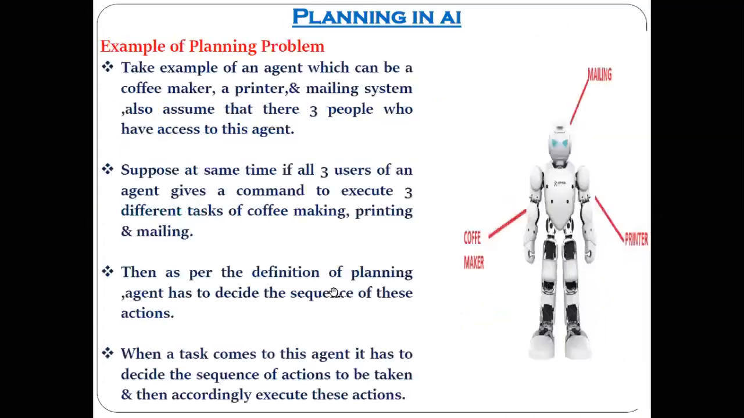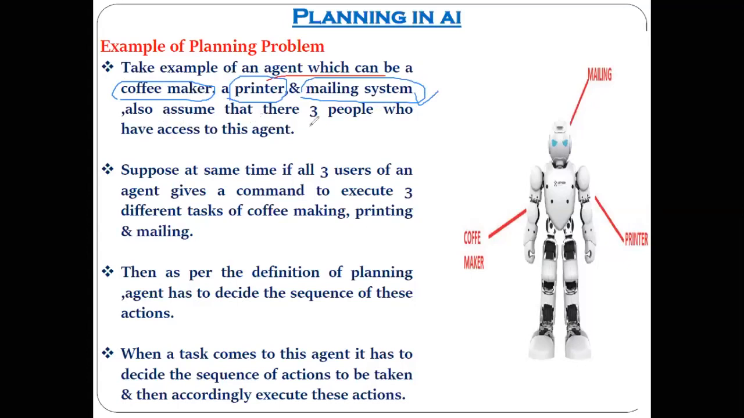Okay. Now let me give one more example of planning. It is more relevant. Now we'll take the example of an agent, meaning an AI agent. That AI agent has the capability of making coffee. That AI agent has the capability of printing, meaning he can give you the print. And that AI agent also has the capability of doing the mail on your behalf. Understood?